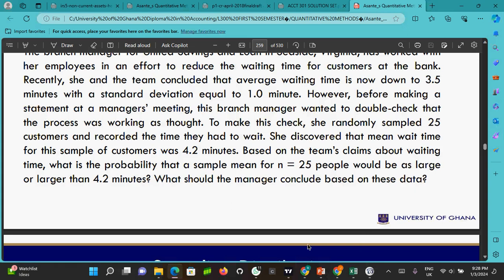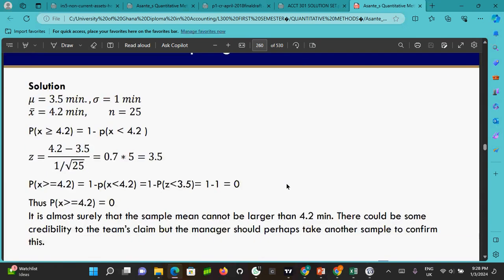So that's what it means. So let's continue.